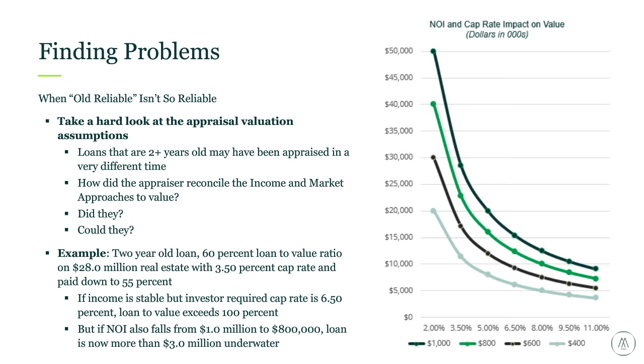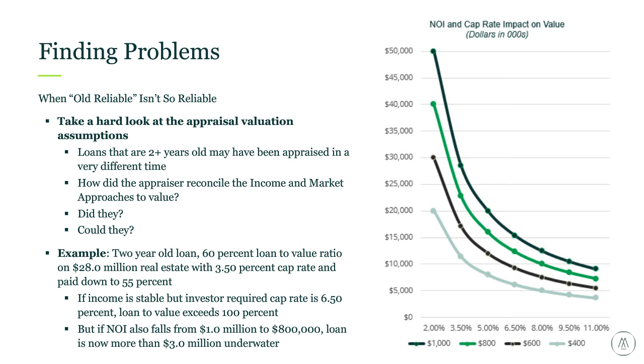So we did something similar to what's in this graph. We took $1 million of net operating income and ran it across different bands, given declines in net operating income, and also given changes in my cap rate. We normally think of going up and down on this graph, just vertically, to line up the dots.